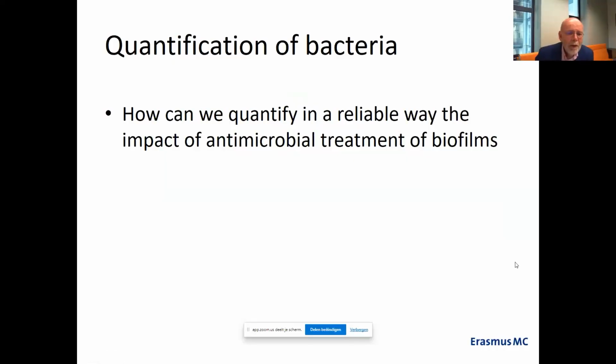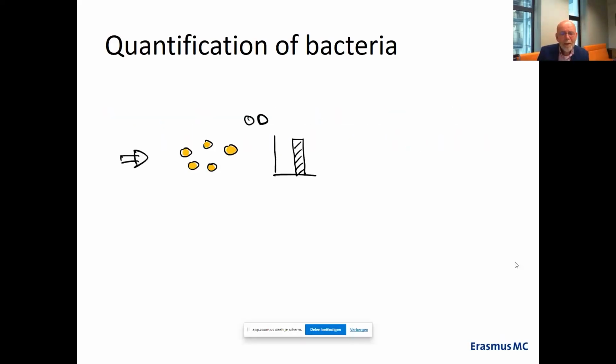So how can we, in a reliable way, quantify the impact of antibiotics on biofilms? And I don't think I have to tell this audience that the classic way of looking at biofilms causes issues. Crystal violet assays are often quite unreliable because of reproducibility. So here we are instantly at a big problem, especially when you work with bacteria that cause agglutination. And I will show you a couple of examples.